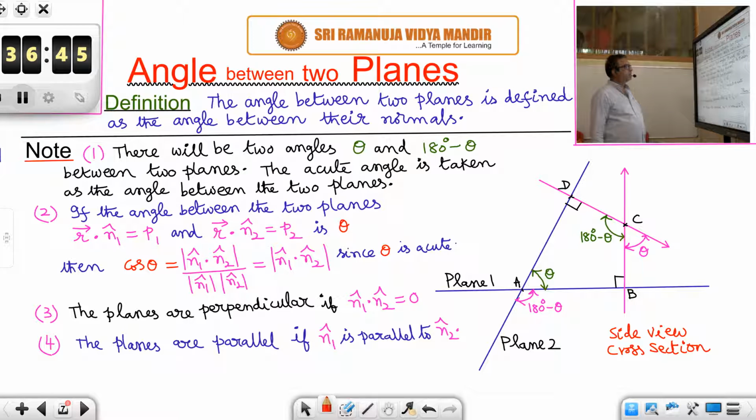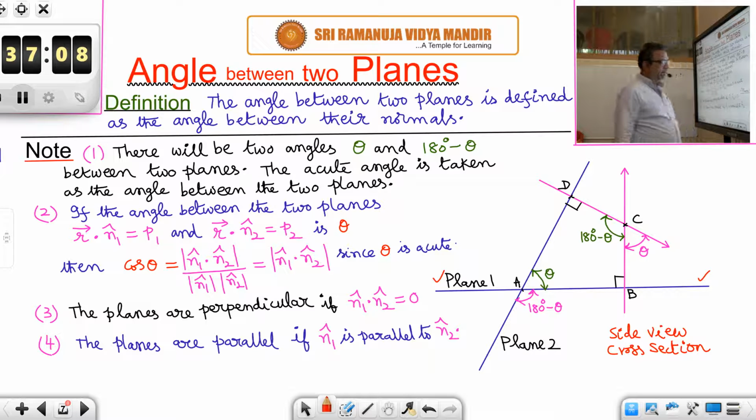Let us see the next one. Angle between two planes. This is also an important concept. See the diagram. Plane 1. I have shown plane 1. Plane 1 is this blue line.